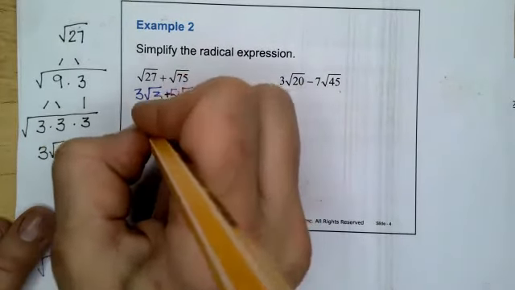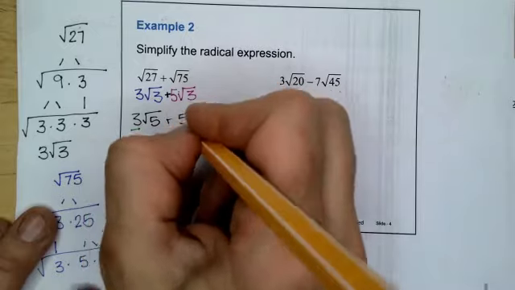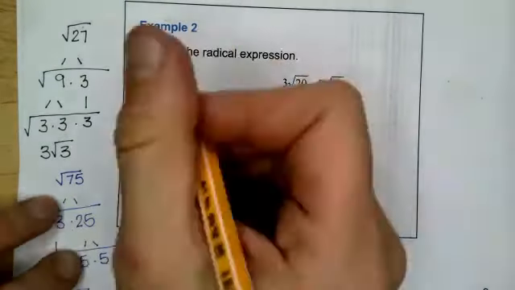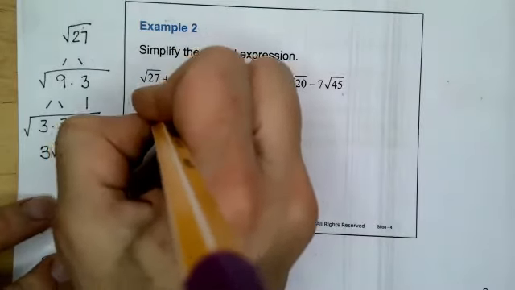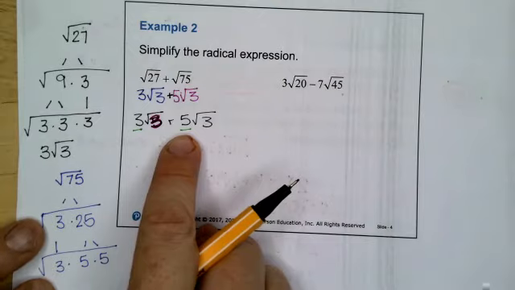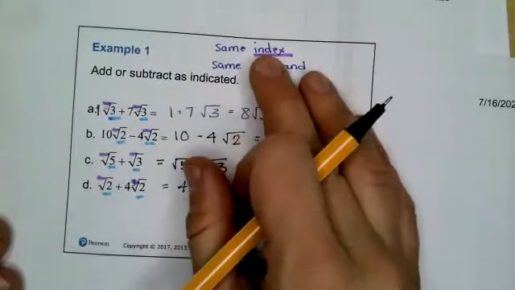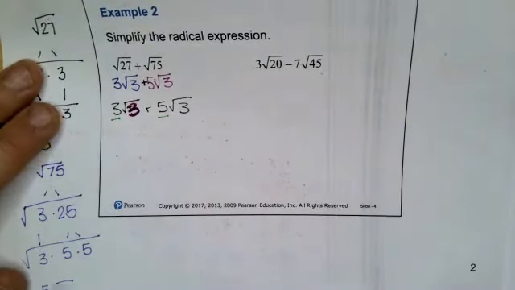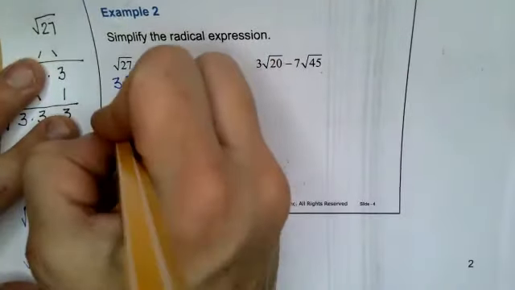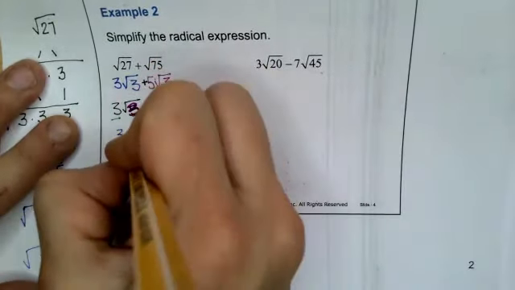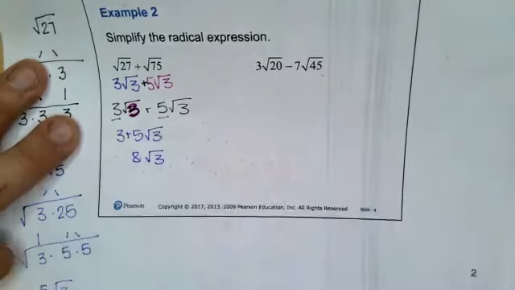Now I have 3 square root of 3s. That wouldn't have worked. I have 3 square root of 3s and I have a positive 5 square root of 3s. So that's the same index of 2, same radicand of 3, even though I wrote it wrong as 5 initially. 3 and 5 square roots of 3, which is just 8 square root of 3.